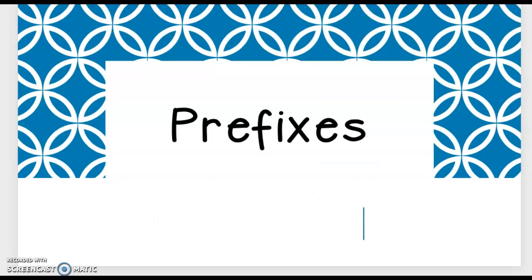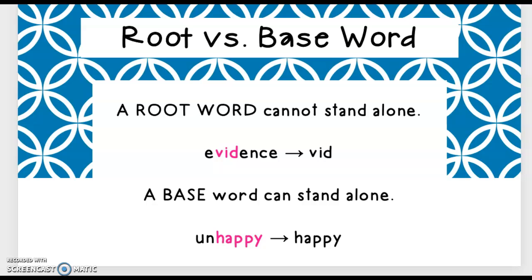We're working on prefixes. Before we get started on prefixes, we need to know root words versus base words. A root word cannot stand alone. That means if the word was evidence, vid would be the root of the word, and vid is not a word. However, a base word can stand alone. So if the word was unhappy, happy is the base word.